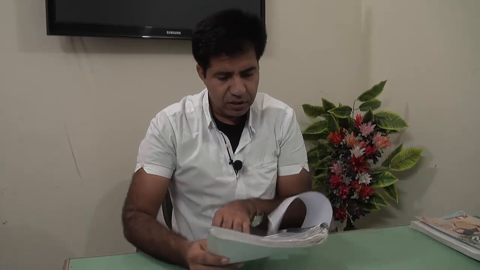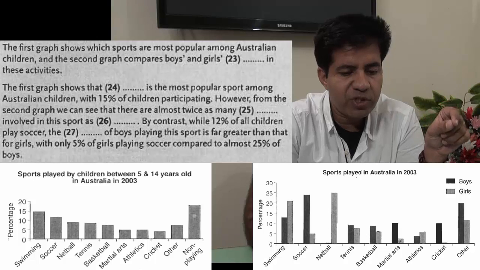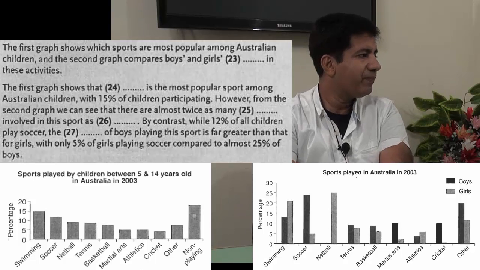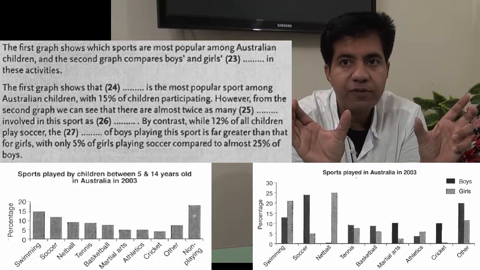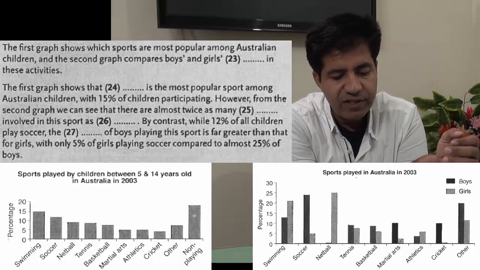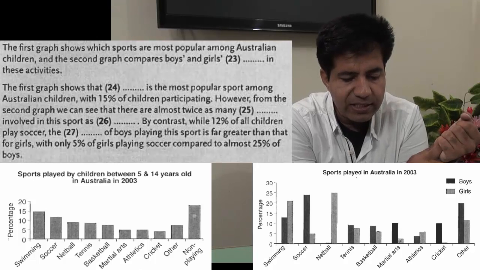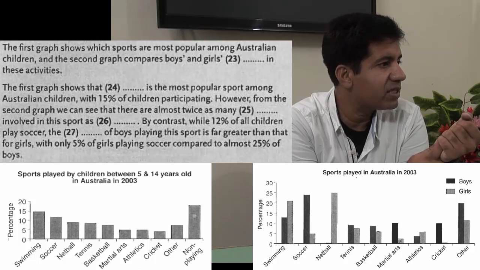Complete the introduction and first paragraph below of an answer based on comparison of the two graphs. Now they're given two graphs, so there's going to be the comparison. The first graph shows which sports are most popular among Australian children, and the second graph compares boys and girls participation in these activities. Alright, simple. Okay, in case if you're getting both graphs, then you will write the first paragraph like that. The first graph shows which sports are most popular among Australian children, and the second graph compares boys and girls participation in these activities. Clear?